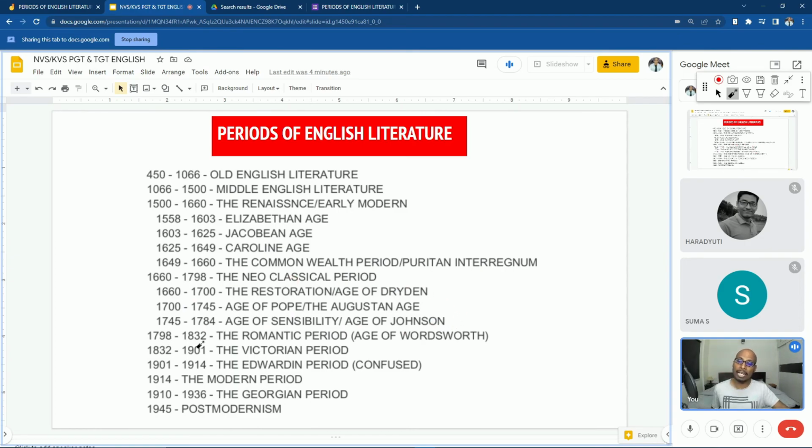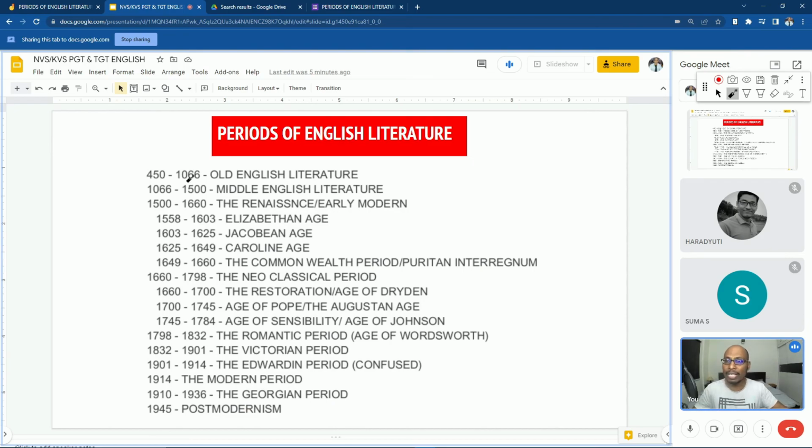Then from 1798 to 1832 is the Romantic period. 1832 to 1901 is the Victorian period. 1901 to 1914 is the Edwardian period, also known as the period of confusion. In 1914 the modern period begins. 1910 to 1936 is the Georgian period. And 1945 onwards it is known as postmodernism.